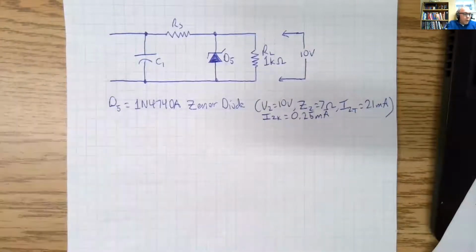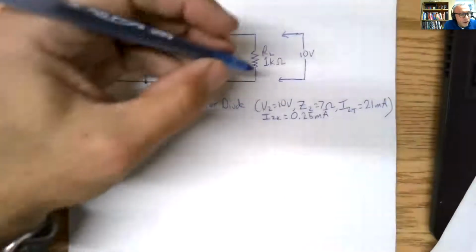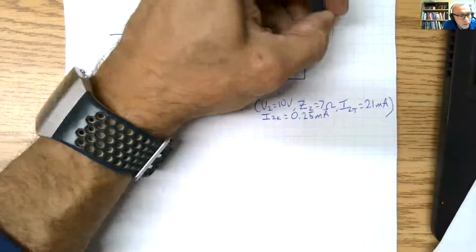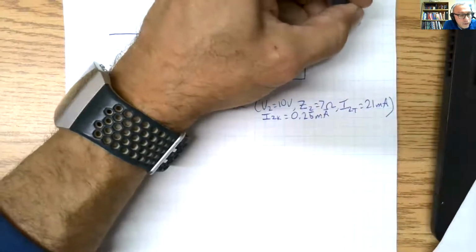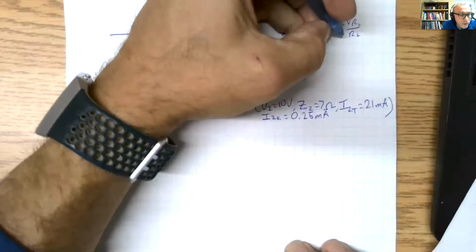So what we want then is we know that IRL is going to be equal to VRL over RL. Okay? And we know that's going to be equal to 10 milliamps.